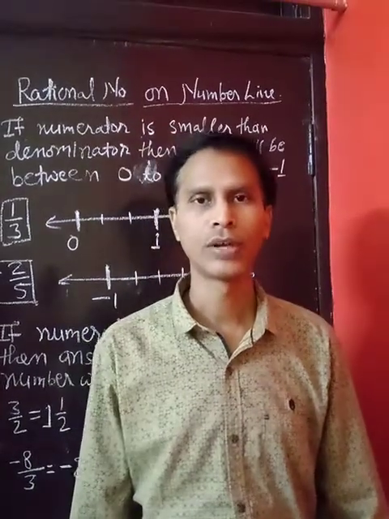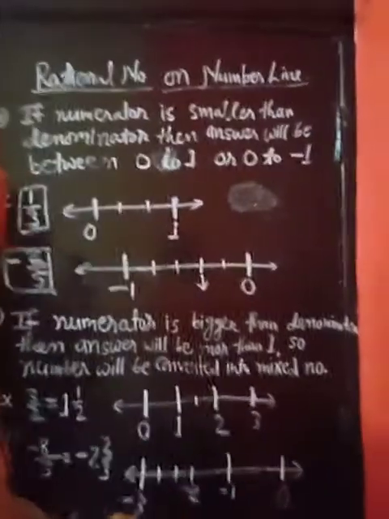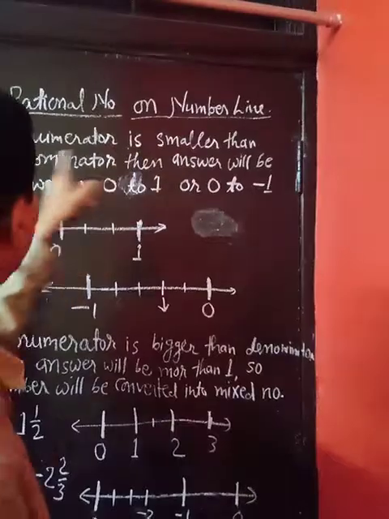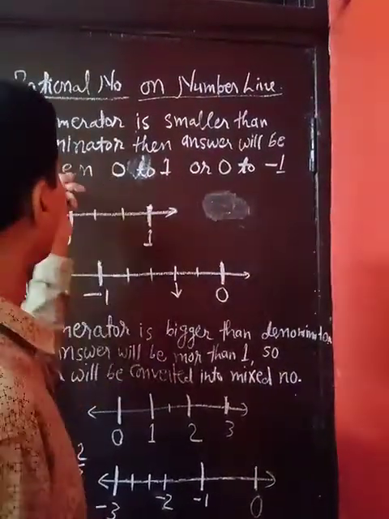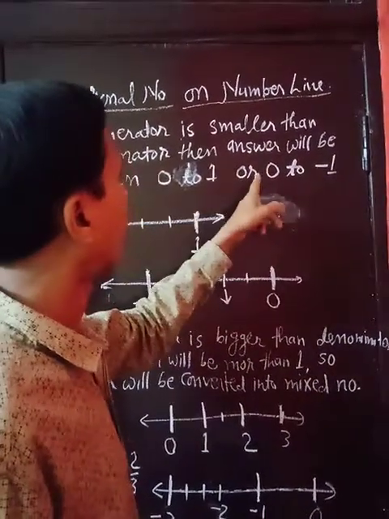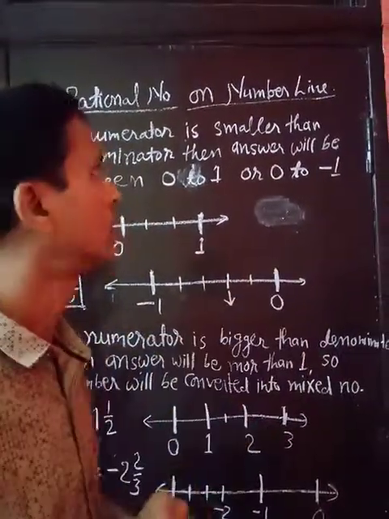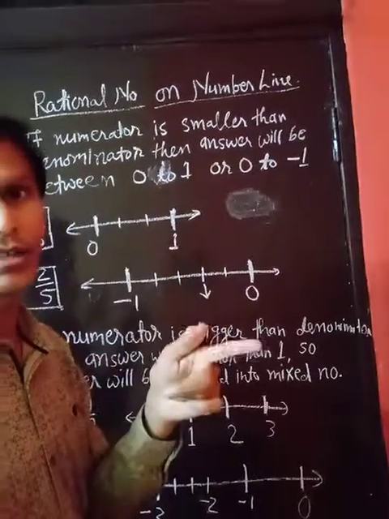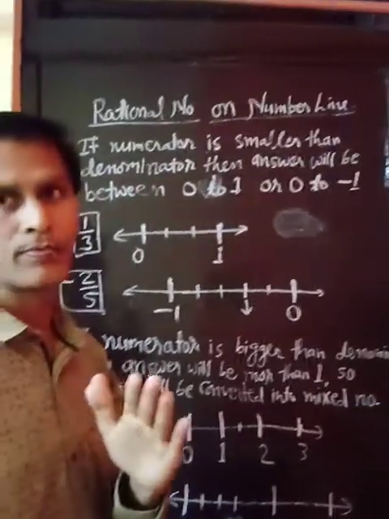Good morning students. Today once again I am teaching rational numbers on the number line. So you see, if the numerator is smaller than the denominator, then the answer will be between 0 to 1 or 0 to -1, as per their positive or negative rational number. Here I am not using proper fraction and improper fraction, because rational number and fraction are different.